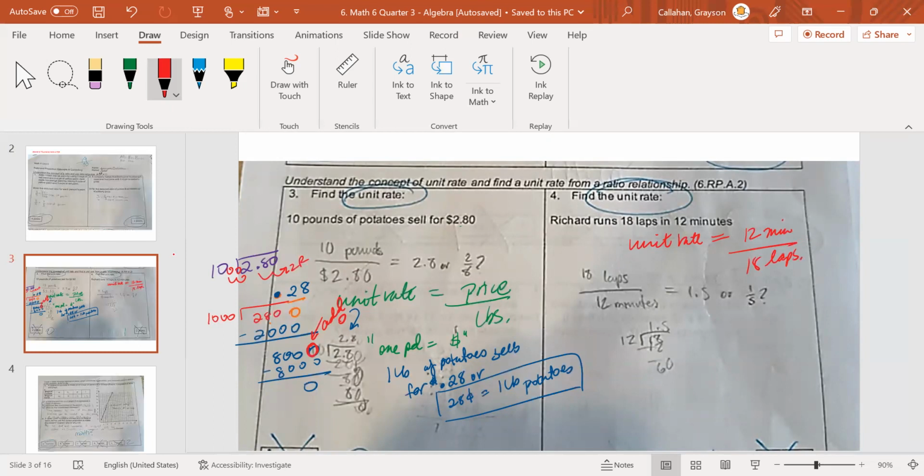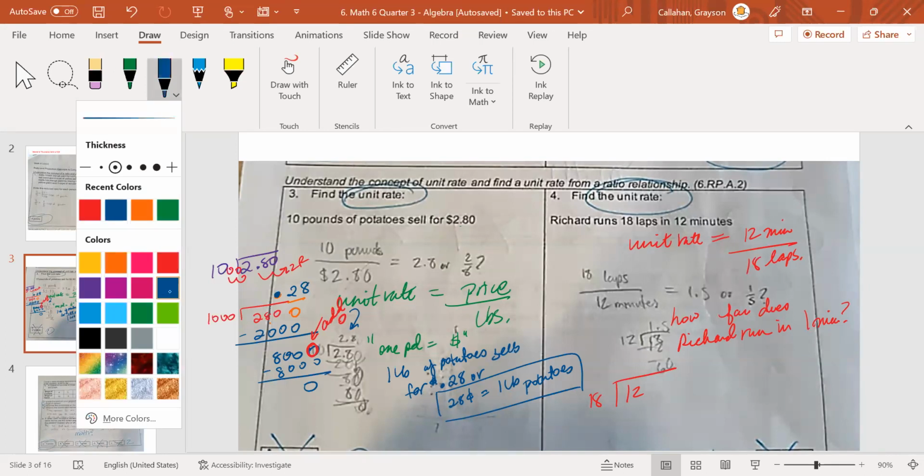So the unit rate, what it's asking you is, how far does Richard run in 1 minute? That's what it's asking you. So minutes goes on top, laps goes on the bottom. 12 divided by 18. I'm not sure if you've noticed this, but have you noticed that in every division, the smaller number always goes inside the division sign as the dividend, because it's making you put everything into a decimal? Do you see that?